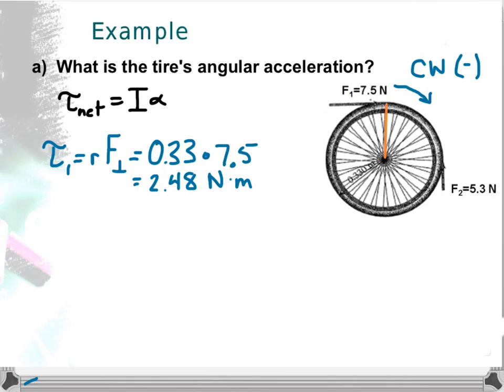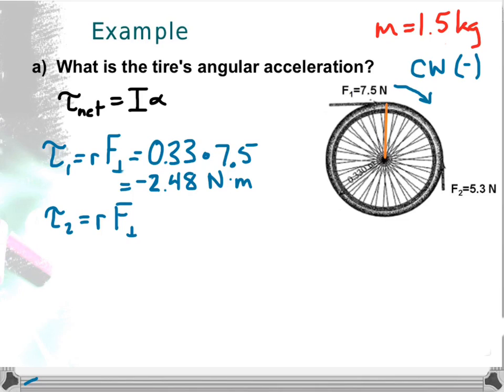So that torque is clockwise, so I better have a negative sign in front of here. So I better make that negative 2.48 Newton meters. And let's put our mass up here. I think it'll be safe there. All right. Now let's evaluate this other torque over here. That guy right there.